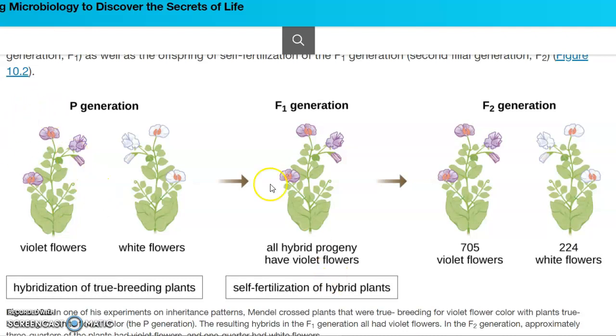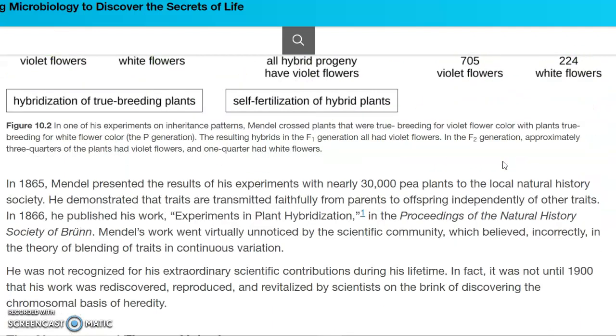So then he allowed self-fertilization of this plant, and what he found is that in that offspring, in what we call the F2 generation, about 3/4 of them would be purple flowered plants, and about 1/4 would be white. So he kind of got this 3-to-1 ratio that appeared in this F2 generation. And he experimented, you see there, with nearly 30,000 pea plants. He presented this in 1865. It was published in 1866.